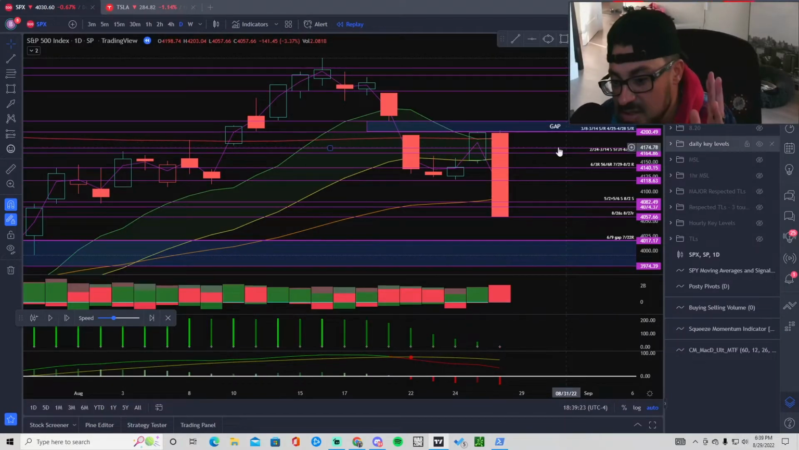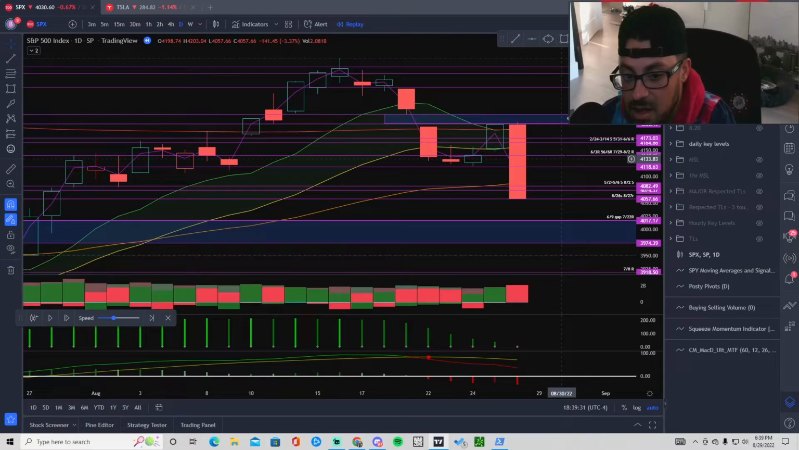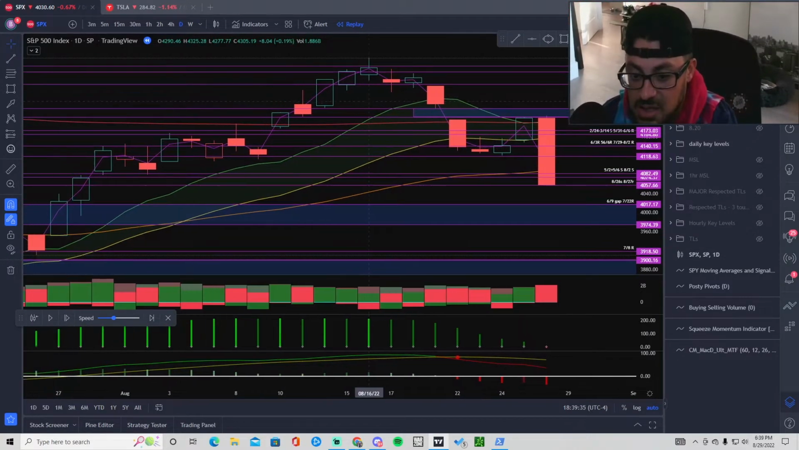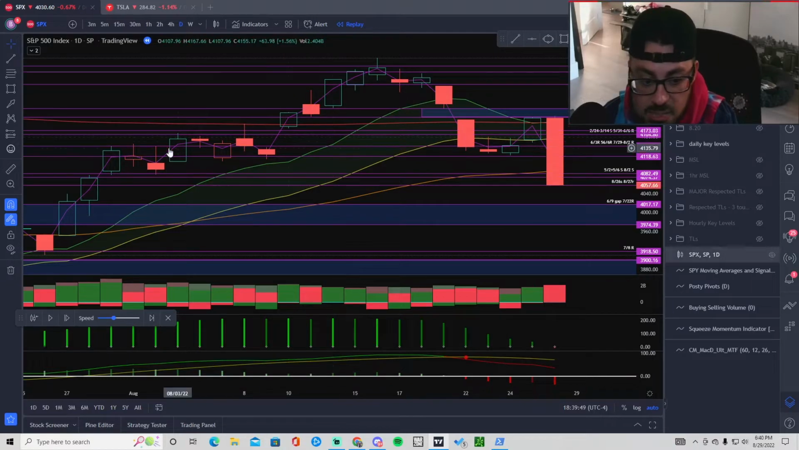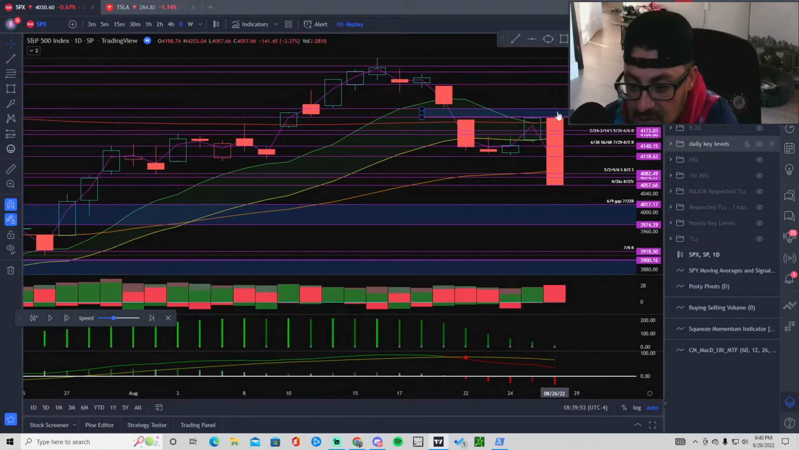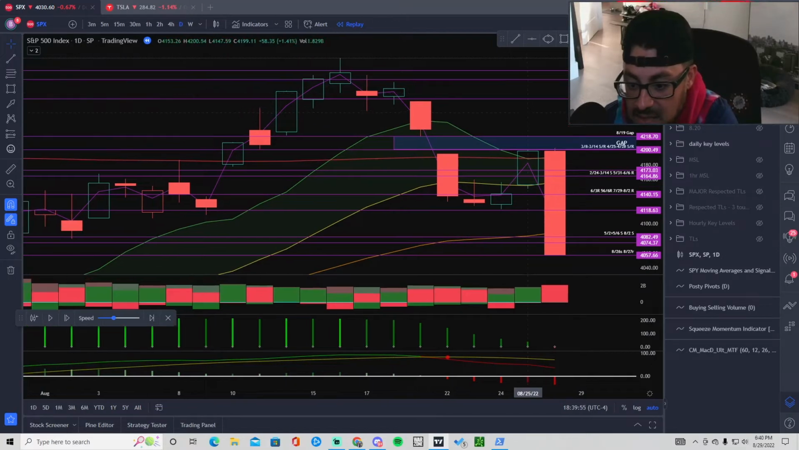So this is my daily key levels. I went back to yesterday's candle. Today on this chart, today hasn't happened yet. I go through the daily key levels, look back, and see what happened at these levels, why I had these levels marked.